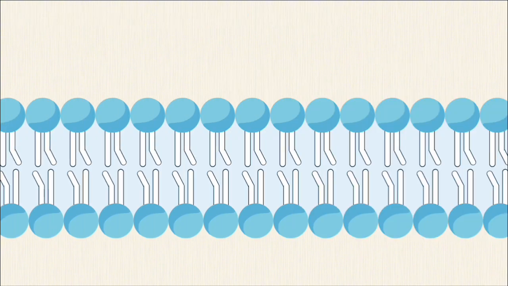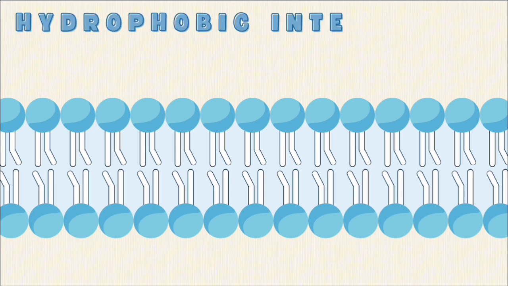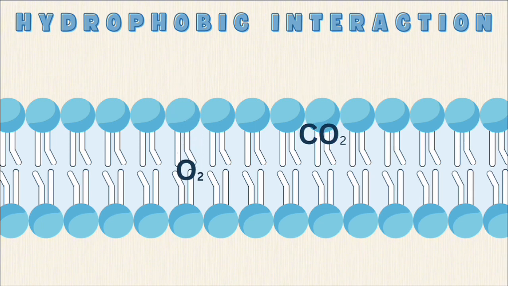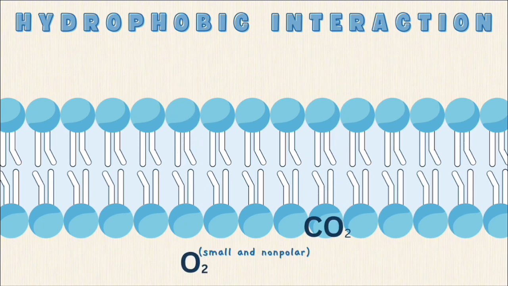The heads face outward, touching water, while the tails hide inside. This arrangement is called the hydrophobic interaction, making the membrane semi-permeable, allowing only lipid-soluble molecules to pass through easily. This selective permeability is crucial in maintaining homeostasis.